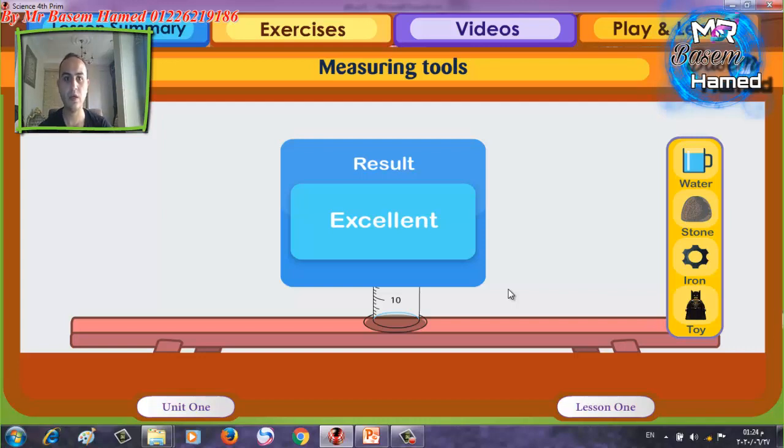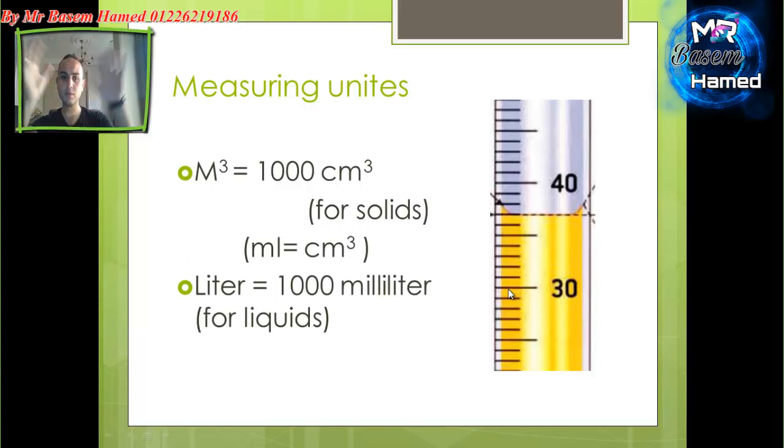Now I think that we learned how to measure the volume for liquids and irregular solid bodies using the graduated cylinder. So the measuring units for the volume are cubic meter, and the cubic meter equals 1000 cubic centimeters, and this unit is measured for the solids. But the cubic centimeter equals 1 milliliter. The milliliter is used to measure the volume of the liquids, and the bigger unit for milliliters is liter. 1 liter equals 1000 milliliters, and this unit is used for liquids.